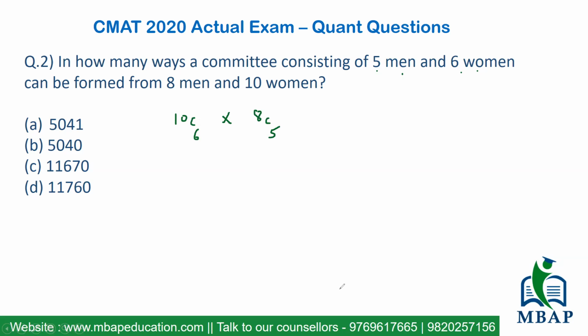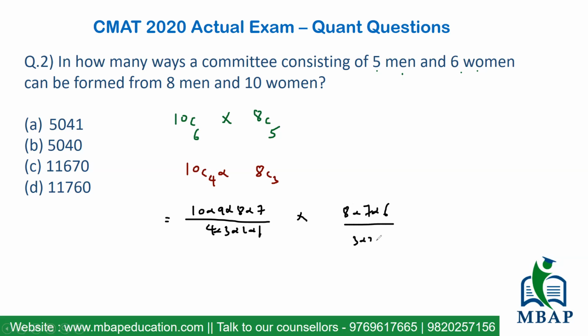Now we also know that nCr is the same as nC(n minus r). So the given expression can also be written in the form of 10C4 into 8C3. Clear? That's something all of you can do. If you practically solve this, it is going to become 10 into 9 into 8 into 7 divided by 4 into 3 into 2 into 1, multiplied by 8 into 7 into 6 divided by 3 into 2 into 1. Try to solve the whole expression. All of you can solve this very well.